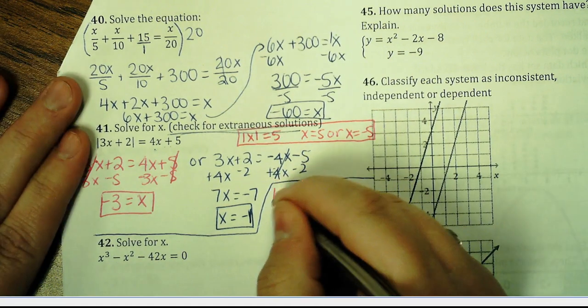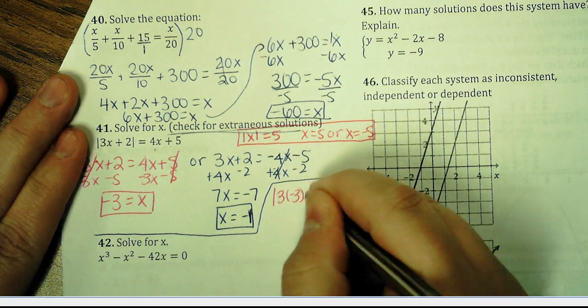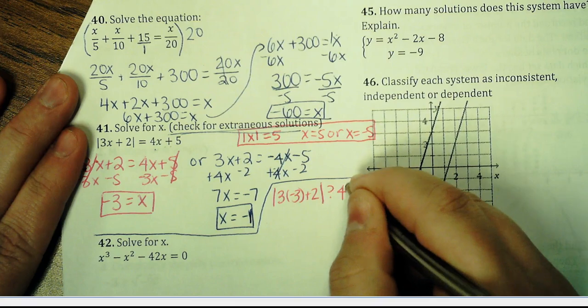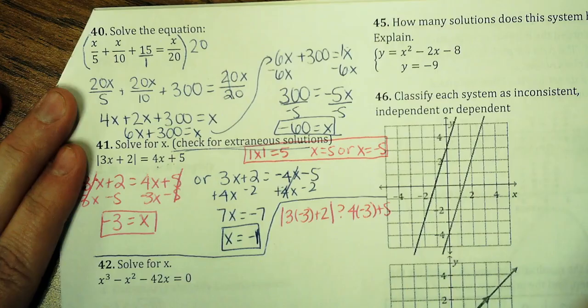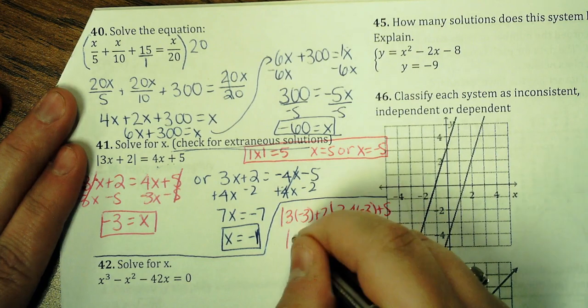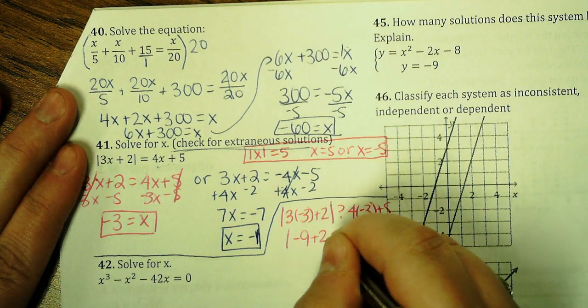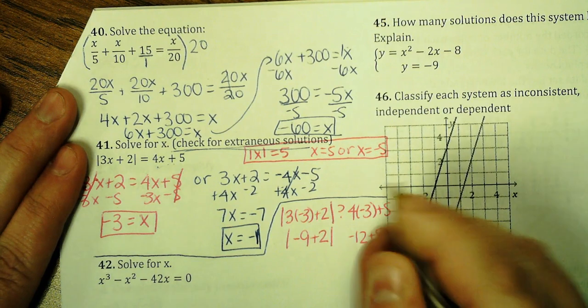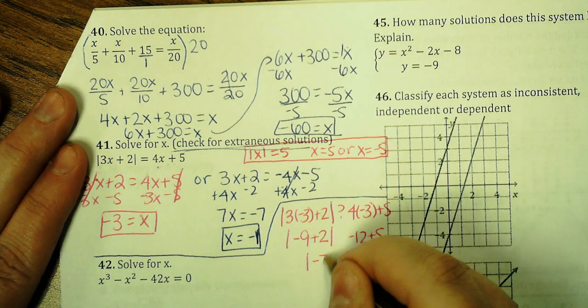Okay, so if I do 3 times negative 3 plus 2, I'm going to just check to see this is equal to 4 times negative 3 plus 5. Okay, so this is going to be negative 9 plus 2, and this is going to be negative 12 plus 5. This would end up being negative 7.